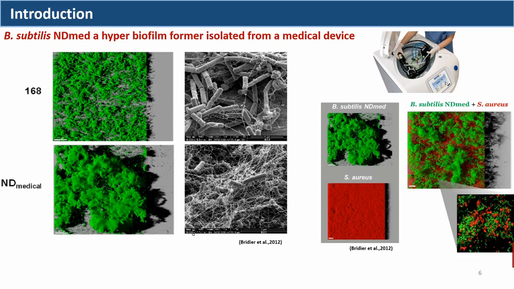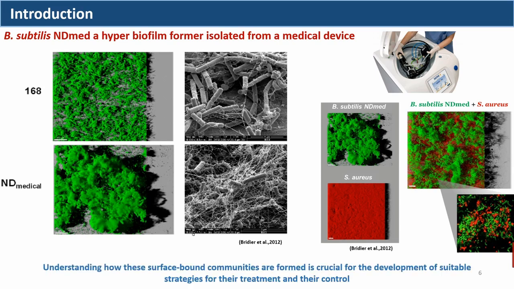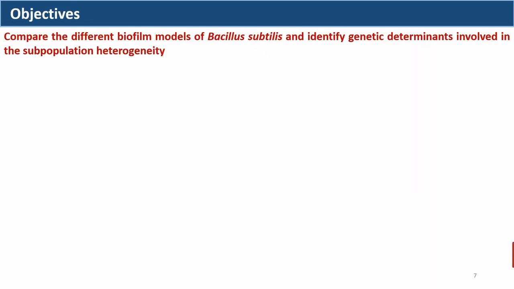Now, Bacillus subtilis by itself is not a pathogenic bacterium, but it has been found to protect pathogenic bacteria like Staphylococcus aureus in mixed biofilms and to be hyper-resistant to the action of biocides. Hence, understanding how these surface-bound communities are formed is crucial for the development of suitable strategies for their treatment and for their control. So the aim of this project was to compare the different biofilm models of Bacillus subtilis and to identify genetic determinants involved in the subpopulation heterogeneity.